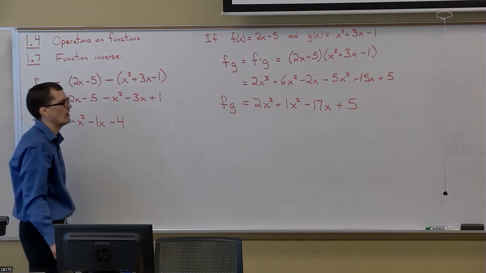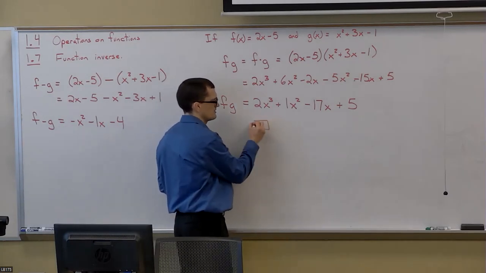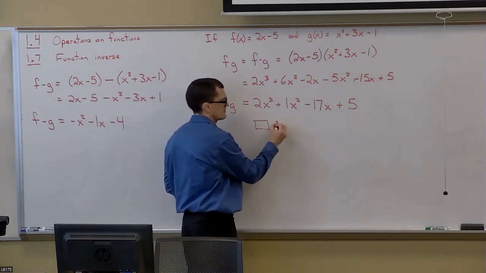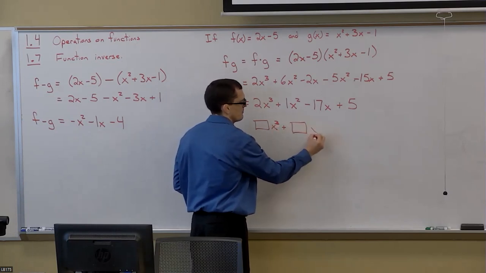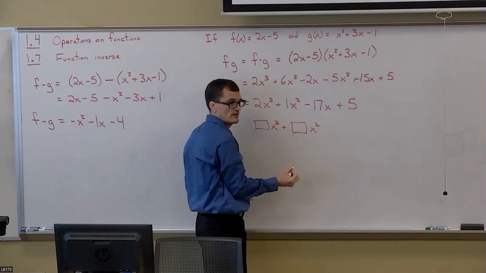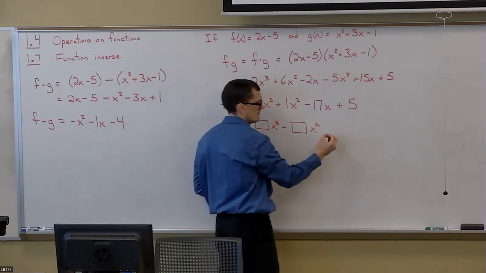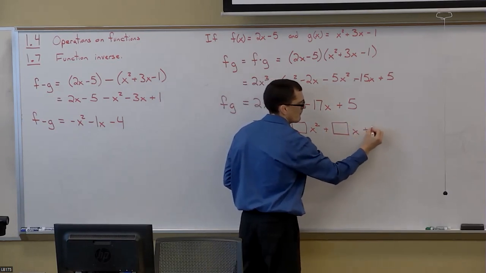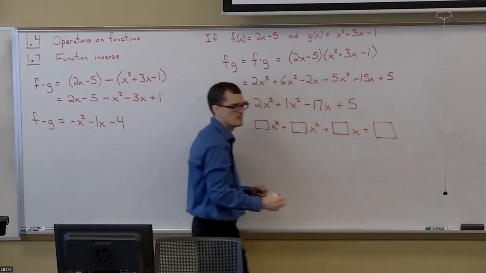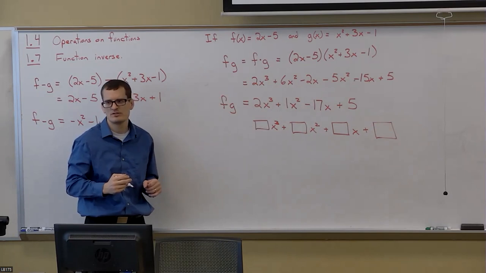And just so you know, on Moodle, when it asks you for that, it's just going to have the coefficients as a blank box in front of x to the third, plus a blank box in front of x squared. So you're just filling in the 2, the 1, the negative 17, and 5. We okay with that? So it'll look similar to that in Moodle, where you just fill in the coefficients.